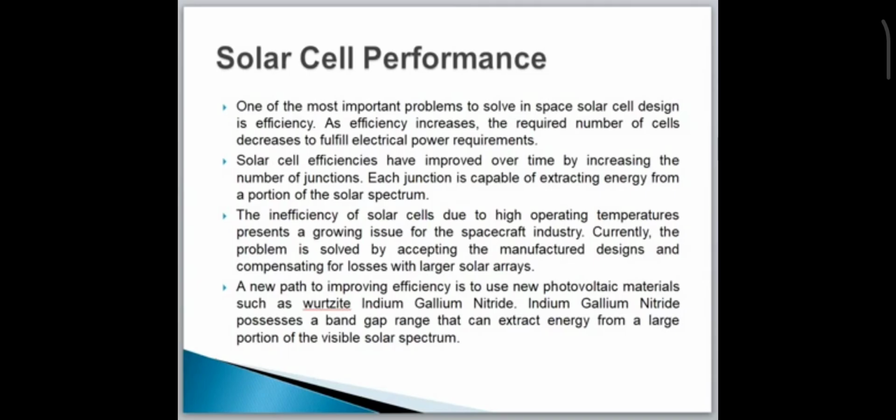The inefficiency of solar cells due to high operating temperature presents a growing issue for the spacecraft industry. Currently, the problem is solved by accepting the manufacturer design and compensating for losses with larger solar arrays. A new path to improving efficiency is to use new photovoltaic material such as wurtzite indium gallium nitride. Indium gallium nitride possesses a band gap range that can extract energy from a large portion of the visible solar spectrum. How it does, I will explain in the next slides.